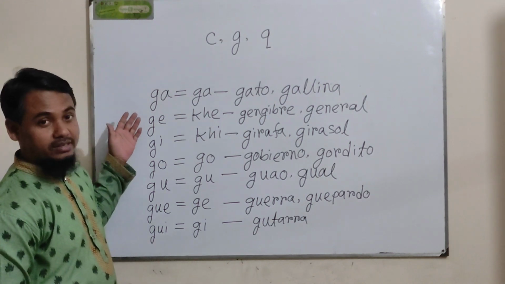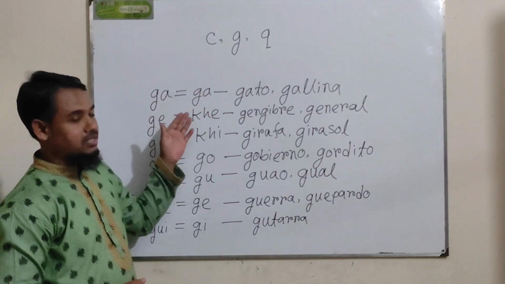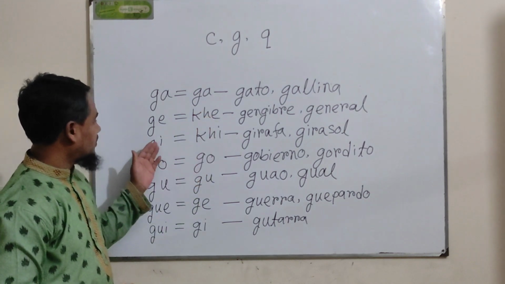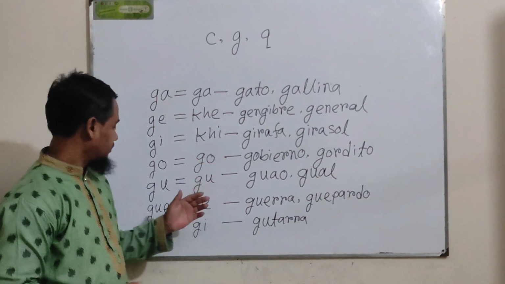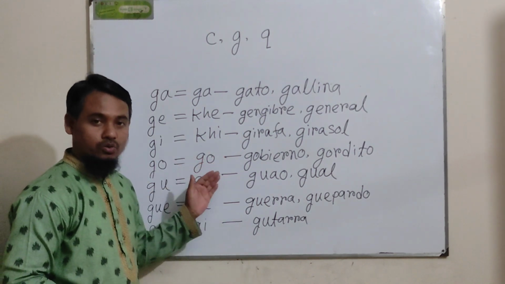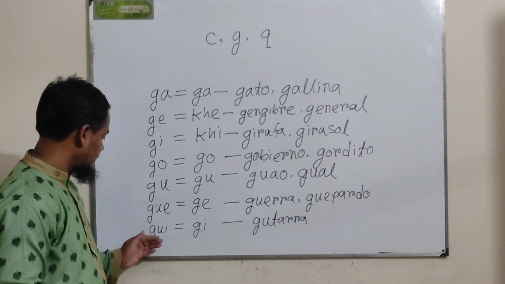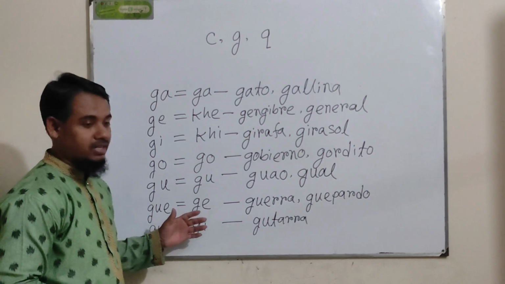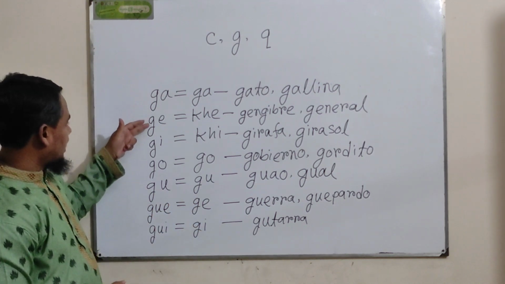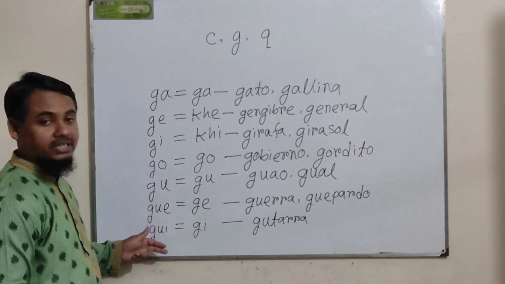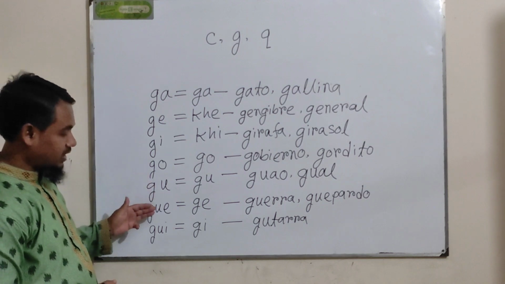So look again. G after A is ga. G after A is ha. G after I is hi. G after O is go. G after U is gu. G U E is ge. G U I is gi. That means ga, he, hi, go, gu, ge, gi.